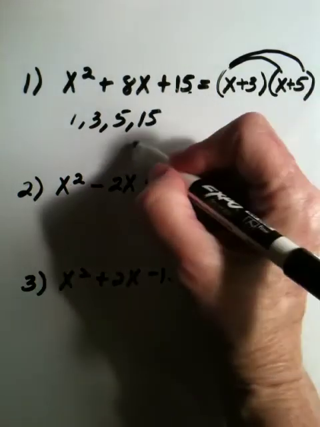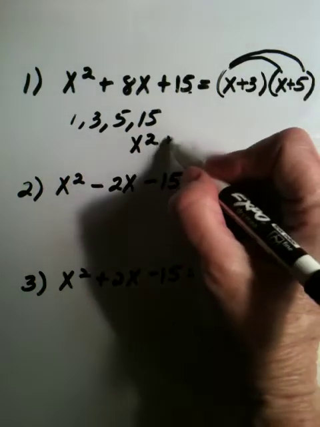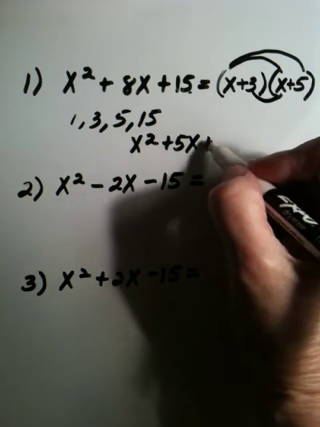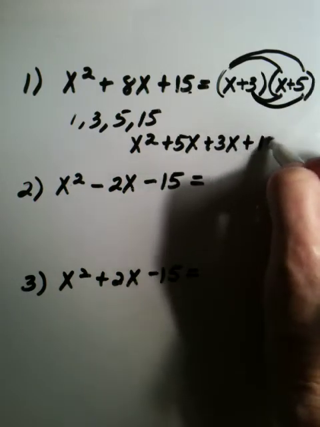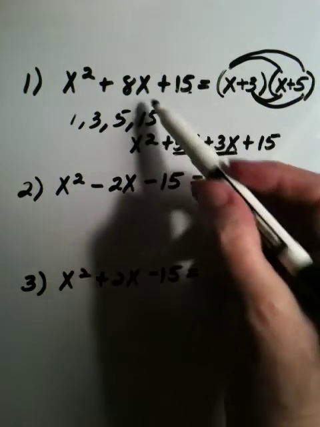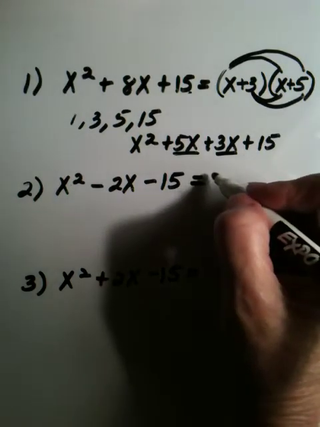X times x is x squared. X times 5 is 5x. 3 times x is 3x. And 3 times 5 is 15. When we combine these 2 terms in the middle, we will get our positive 8x and have exactly what we started with. In the second problem, we do the same thing.